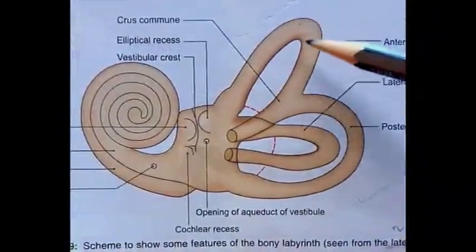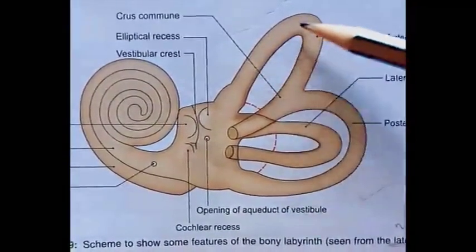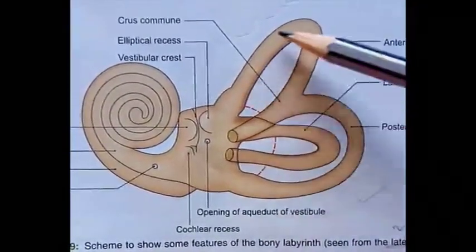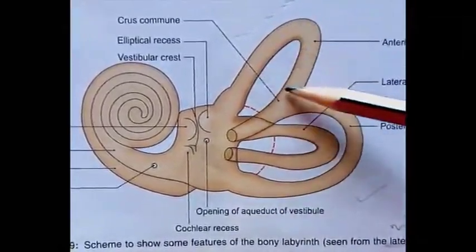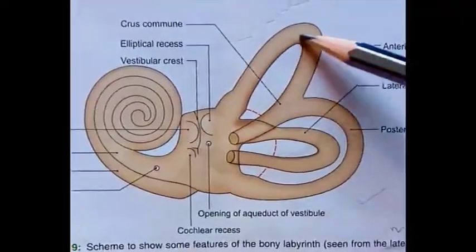Anterior or superior semicircular canal. It lies in a vertical plane and lies perpendicular to the petrous part of temporal bone. It is convex upwards.